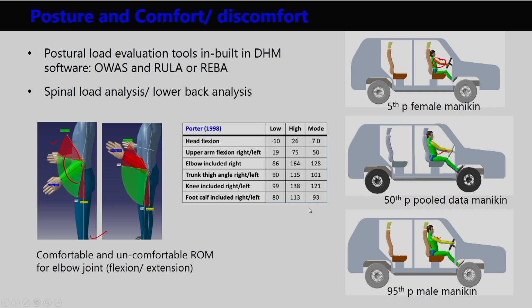So, apart from this type of comfort joint angle based comfort evaluation, we can also go for posture evaluation with the standard inbuilt ergonomic tools like OWAS, Ovako working posture analysis system, or RULA, rapid upper limb assessment, REBA, rapid entire body assessment. This type of posture evaluation tools are inbuilt in many of these digital modeling software, and we can use those tools for posture evaluation or postural load evaluation.